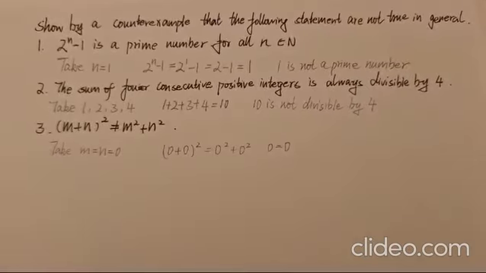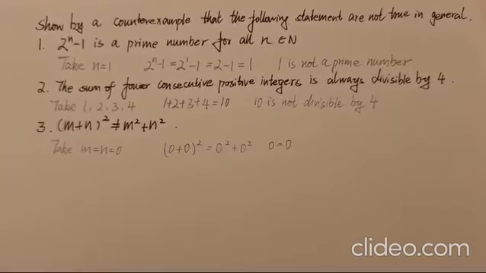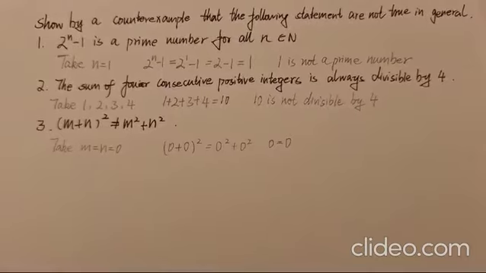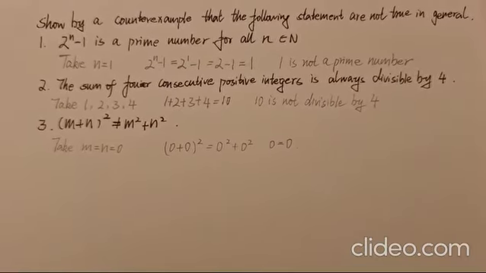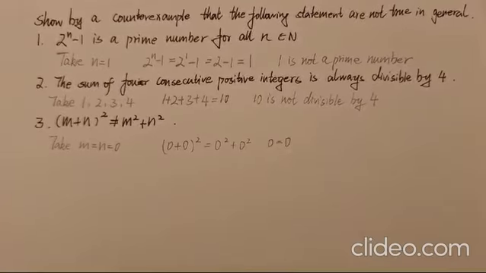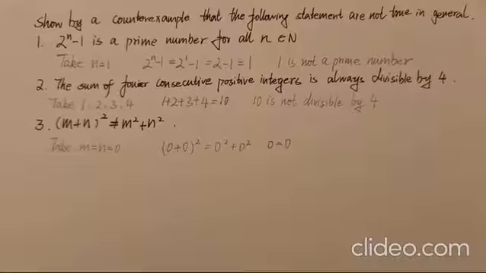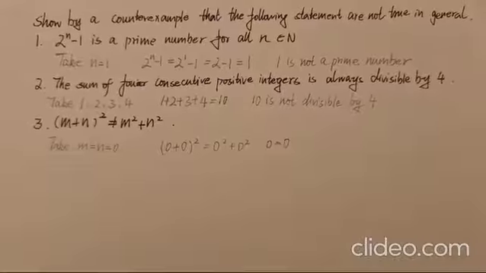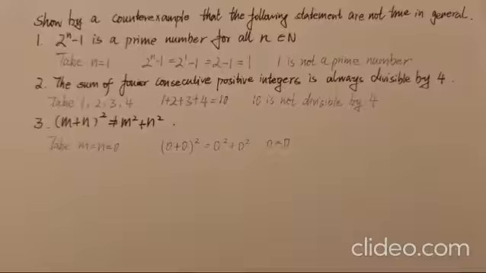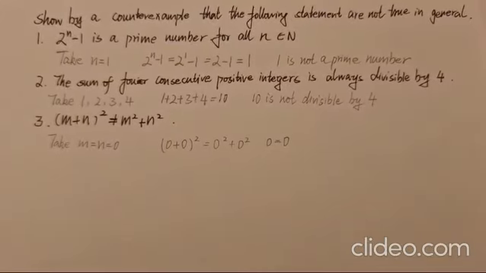The second question is, the sum of 4 consecutive positive integers is always divisible by 4. So we can take 1, 2, 3, 4, and 1 plus 2 plus 3 plus 4 equals 10. And we can say that 10 is not divisible by 4. So this statement is also wrong.